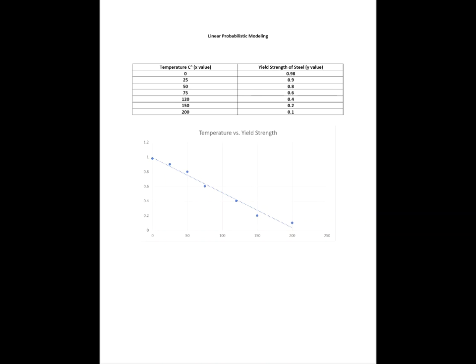The temperature will be our x value and the yield strength our y value. As we set different temperatures, our y value decreases since yield strength decreases as temperature increases. The scatter points will follow a negative trend, which will give us a line in between those points with a negative slope. As we can see, linear probabilistic modeling can be applied to many engineering practices.